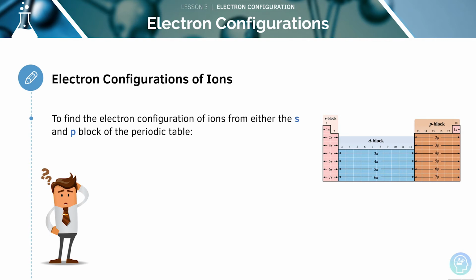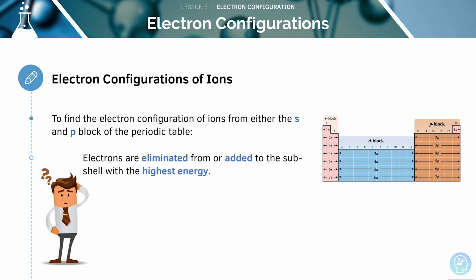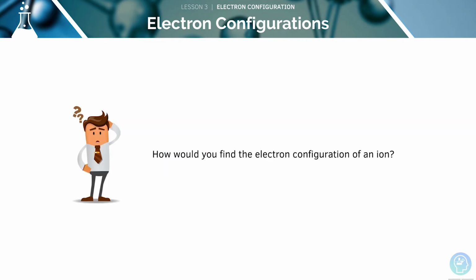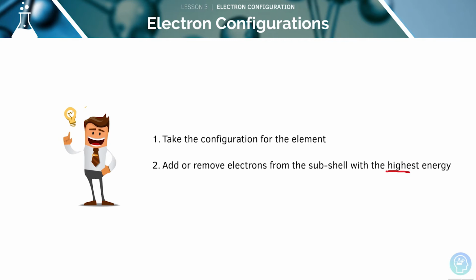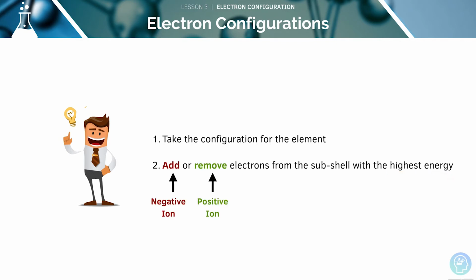Now let's look at how we find the electron configuration of ions from either the s and the p block of the periodic table. We know that the electrons are eliminated from or added to the subshell with the highest energy. Now let's look at how we would work this out. First, we need to take the electron configuration of the element. Then, we simply add or remove electrons from the subshell with the highest energy.